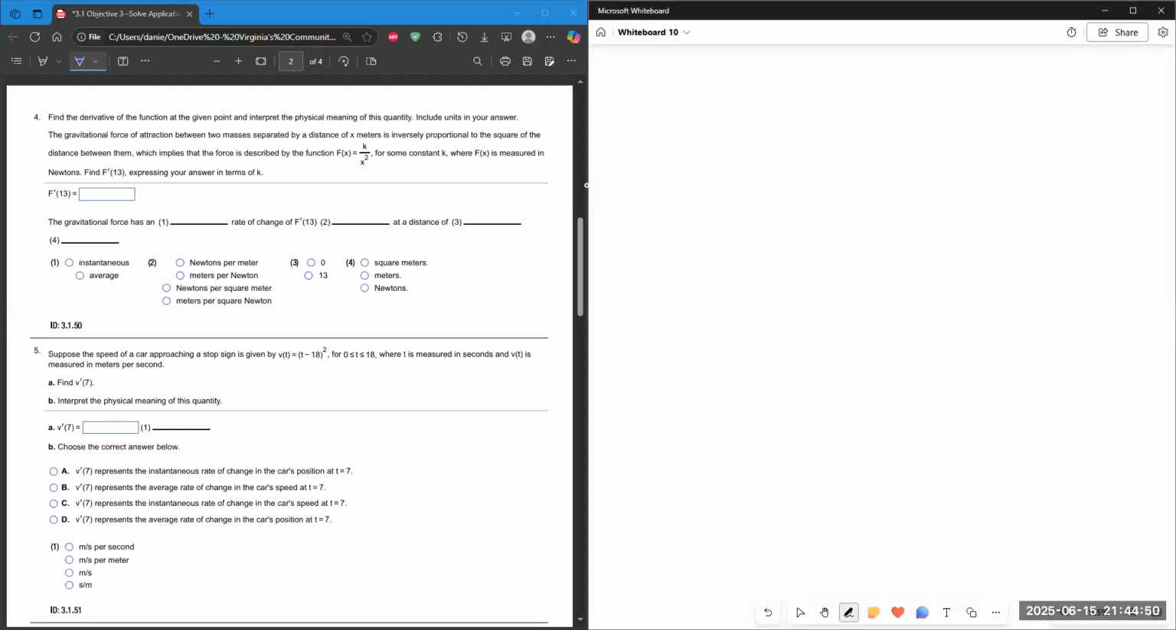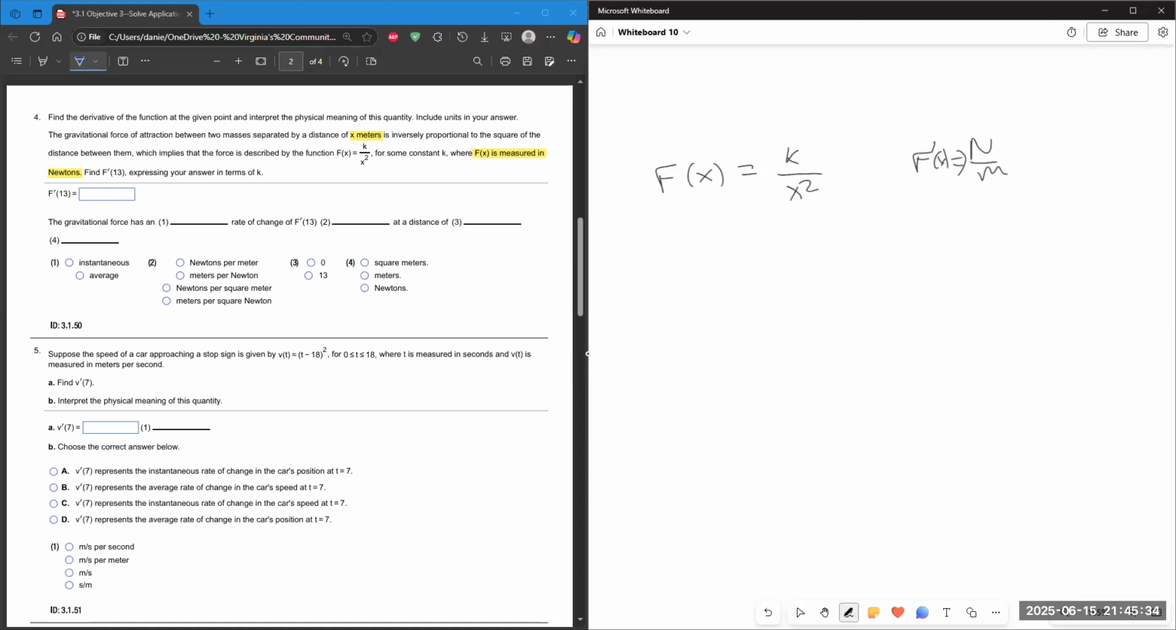Now let's look at number 4. The derivative of the function is given at a point. Here we have this force function that is proportional to the square of the distance. This is gravitational force. Pay attention to here: the x is in meters, and force is in newtons. So when we have our rate of change, we're going to have newtons per meter for our derivative. F prime of x will be in newtons per meter.